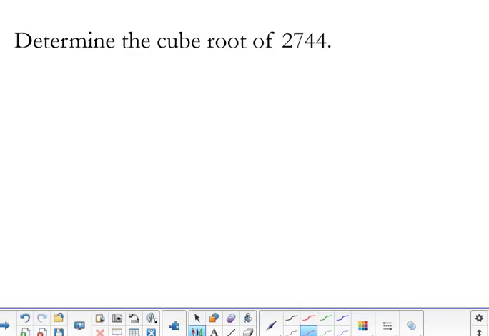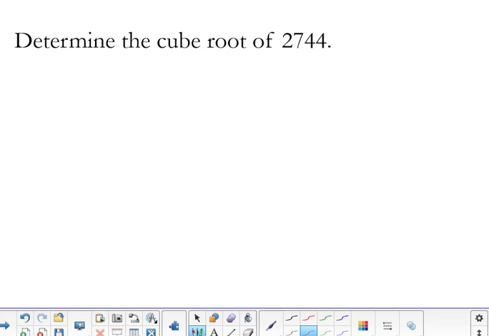So the next one we're going to look at is the cube root of 2744. Using symbols, we would write it like this, 2744. And you'll notice on your scientific calculator, you've got a button that does that. But we don't really want to use that button just yet. So let's talk about cubes.